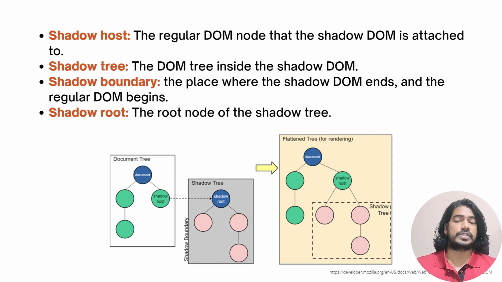For example, you can refer to this diagram. We know that the document object model, the DOM, is all about tree structure, right? Within the tree, let's say that we have an element and I want to attach my shadow DOM to that particular element. Then that element is going to act as a shadow host. And whatever I have attached, that entire structure is known as the shadow tree. And where it ends and the regular DOM starts again, that is known as the shadow boundary. And then we have the shadow root, the root node of the shadow tree. You can refer to this diagram, and I will also leave a link in the description. If you want to know more about it, kindly refer to those links.